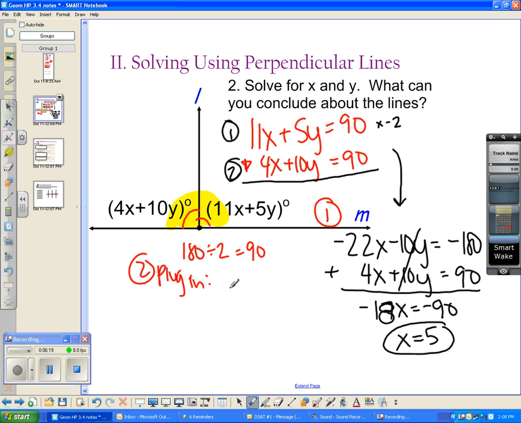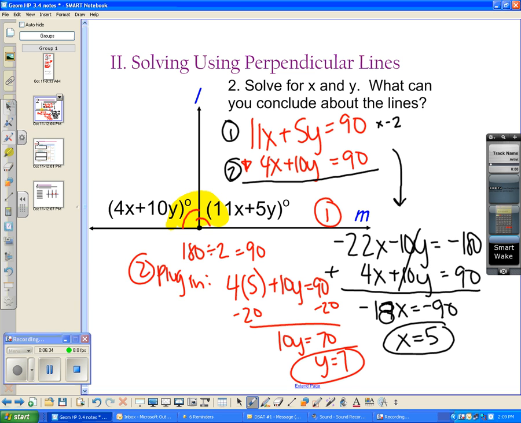Okay, so let's see, 4 times x plus 10y equals 90. This is 20, so subtract 20 from both sides, and I'm going to get 10y equals 70, and then y equals 7. So my answer is that x equals 5 and y equals 7, and we write that as an ordered pair, so (5, 7). This is how you write your answer.